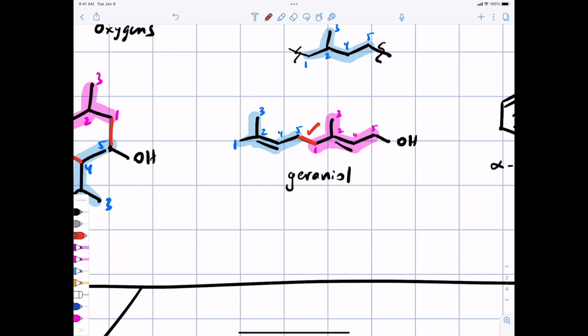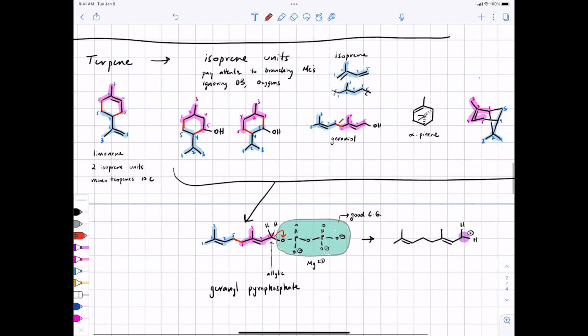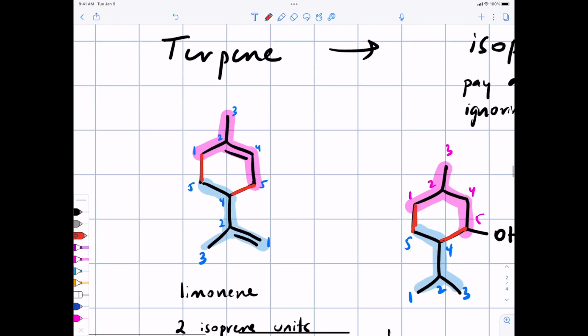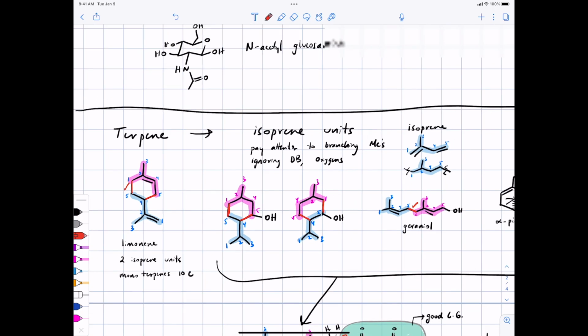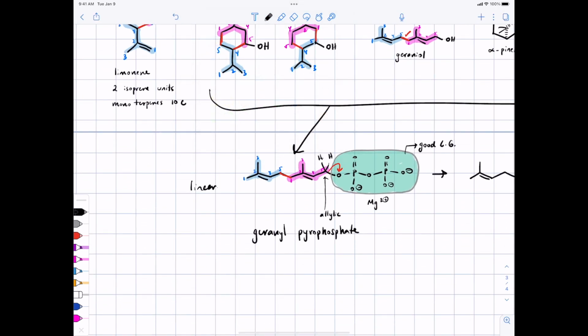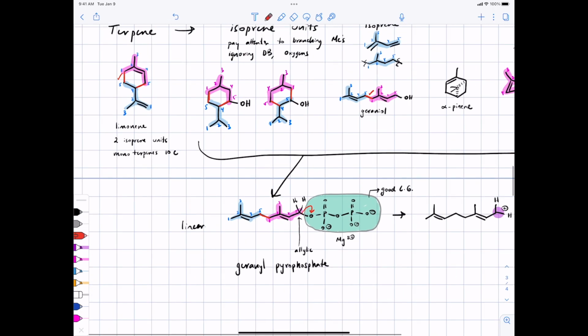So I would look at this bond between 5 and 1 in geraniol and say, okay, that's already there. In fact, to make geraniol from geranyl pyrophosphate, you just need to replace this good leaving group with an OH group. But if I look at, say, limonene, notice in limonene one of the two bonds between isoprene units is a bond between 5 and 1. That was already present in what I'm calling the linear precursor. Similarly, the bond between 5 and 1 in menthol was already present in the linear precursor.